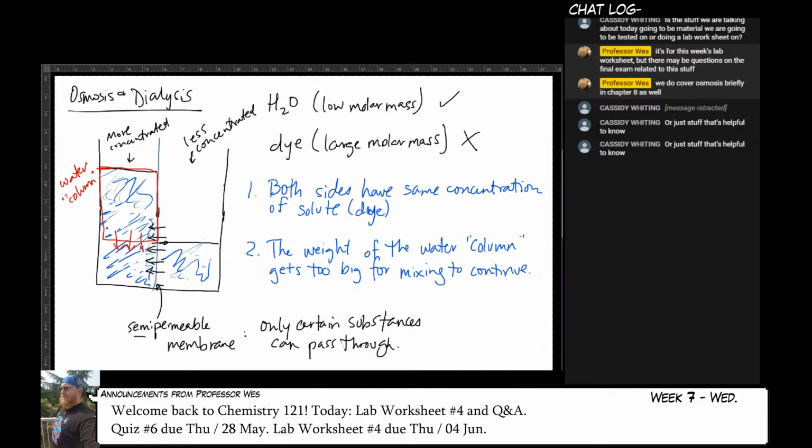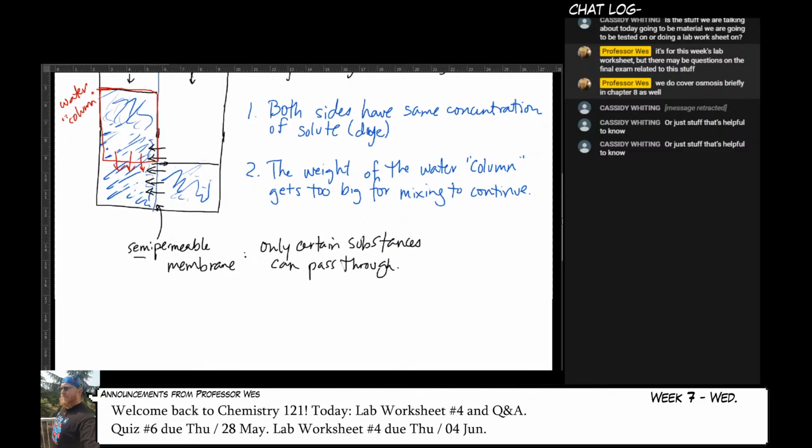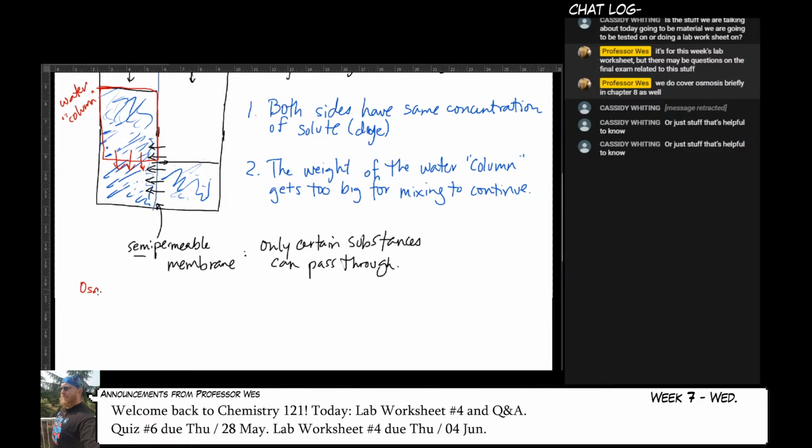That push of the water's mass is going to be counteracted by the force of water moving through the barrier. At some point, we will reach equilibrium, and either one of these conditions will be true. Either everything will become equal in concentration, or the column is just too big and it can't push more water. Regardless of whatever happened, the overall effect is that water is moving from one side to the other more than the reverse direction. And so we're going to call this process osmosis.